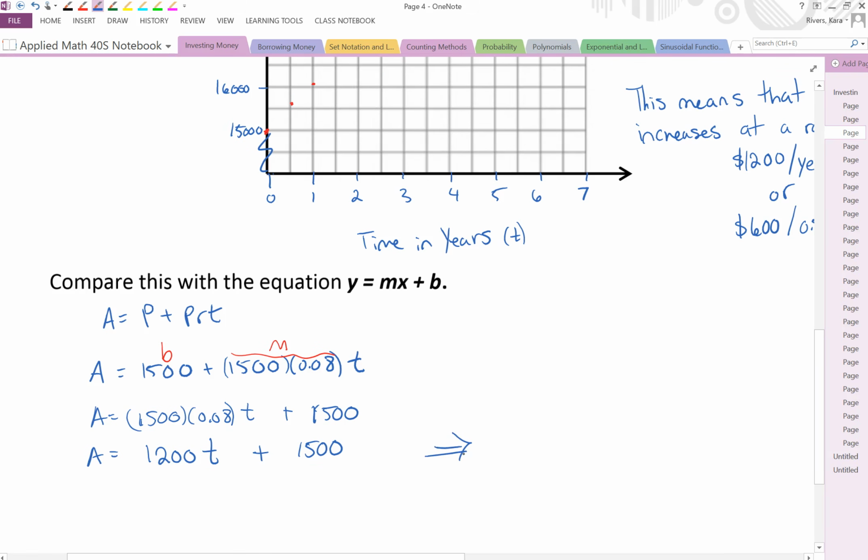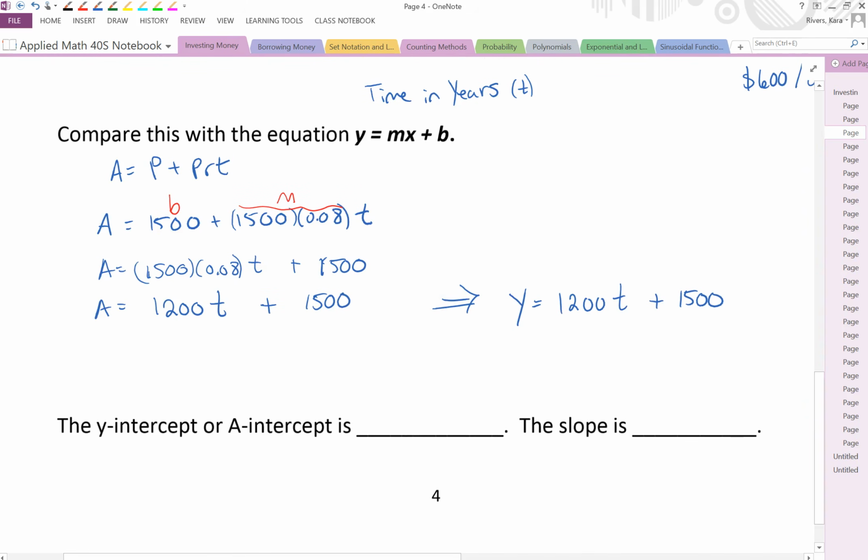If you wanted to write it out in terms of y, $1,200 per year times the amount of years, plus our starting value, or our principal, of $1,500. So your y-intercept is 1,500, and your slope is $1,200 per year. Remember, slope is always a rate.